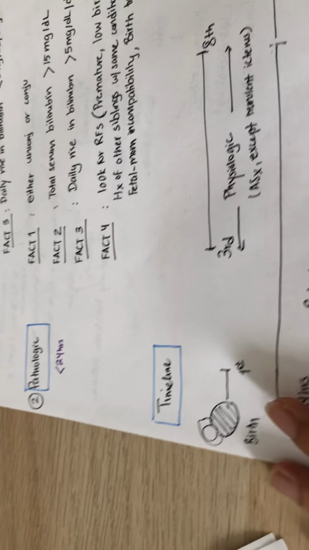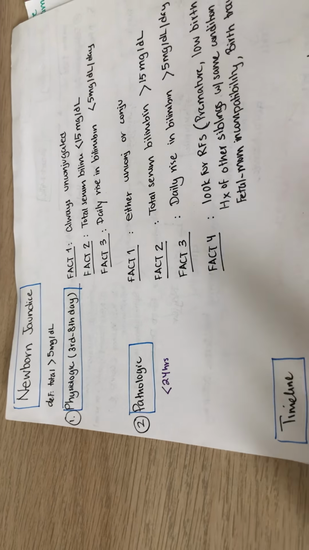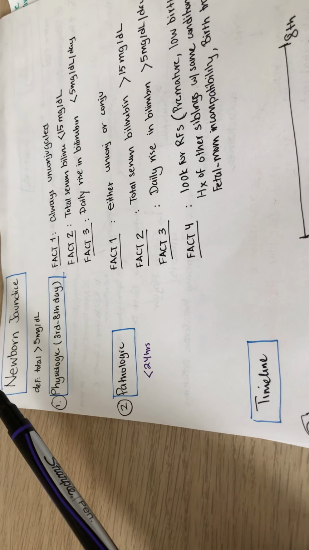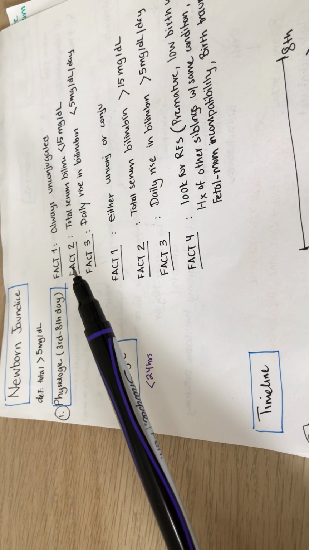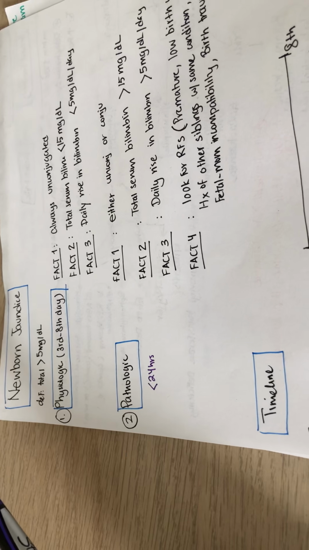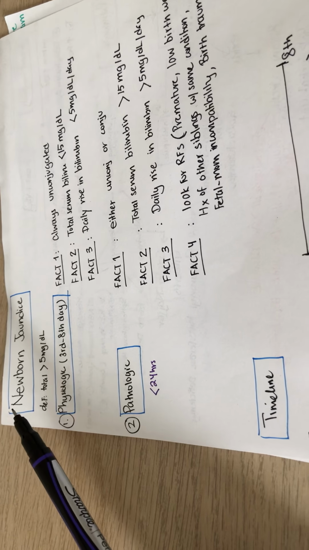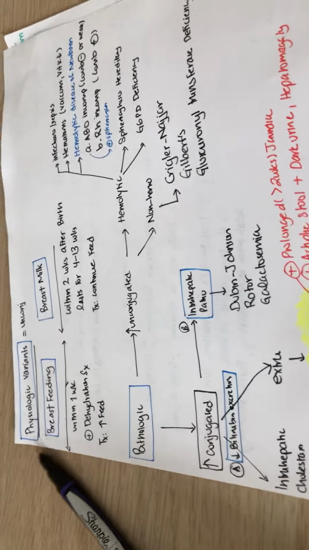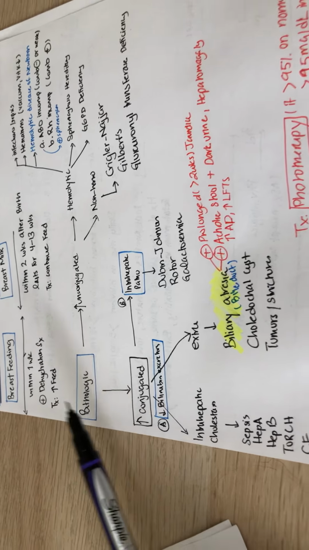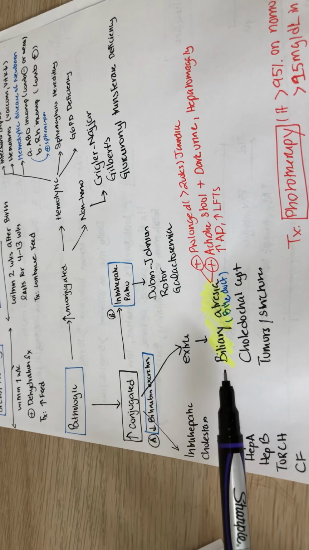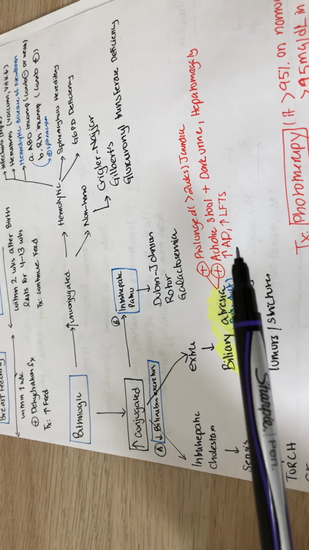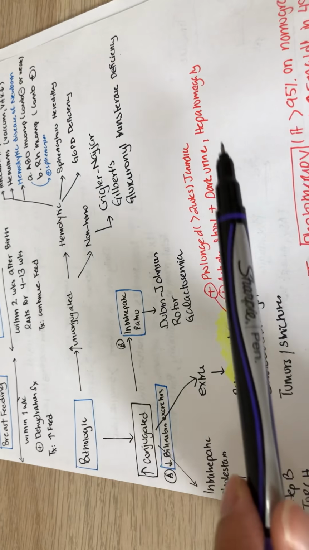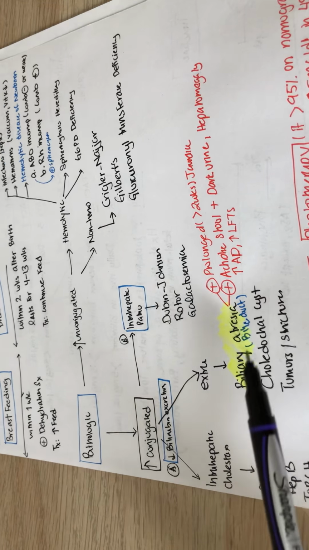So this is neonatal jaundice. The biggest thing you have to do when you see a problem with neonatal jaundice is first check the total bilirubin, next check whether it's conjugated or unconjugated, and third check the timeline. After that, for physiologic you only have 2 causes. For pathologic you have a lot, but this is commonly tested. If they mention acholic stool, dark urine, or hepatomegaly, you choose biliary atresia.